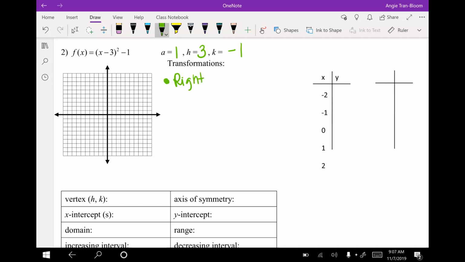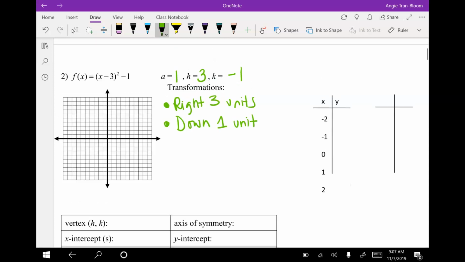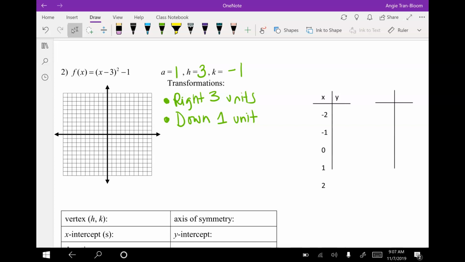How many steps? 3 units. Okay. Now you've got K being negative. Down. Okay. Down 1 unit.